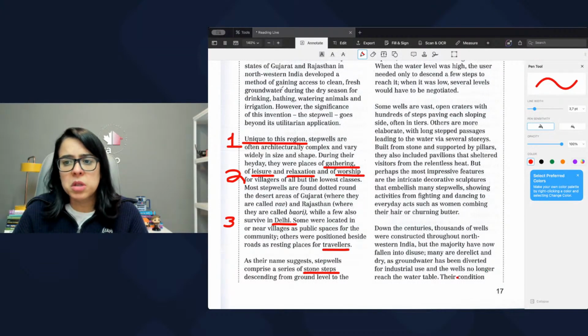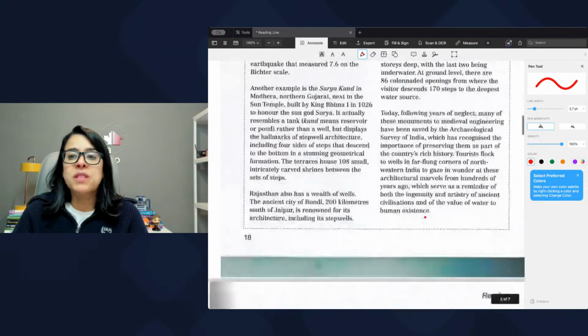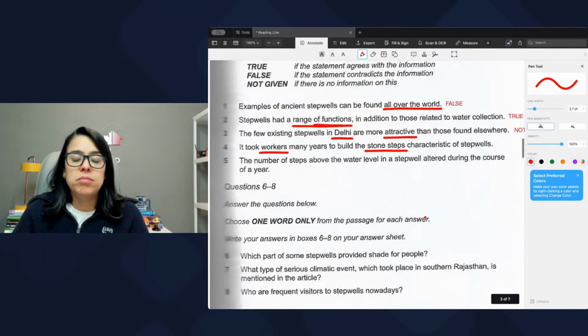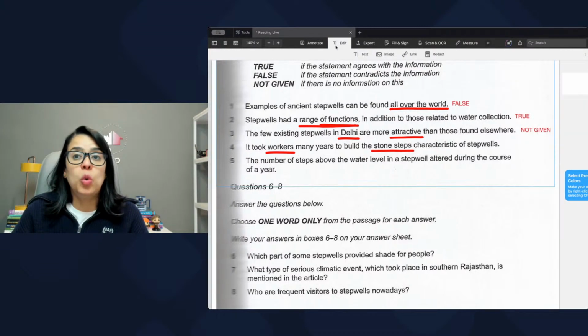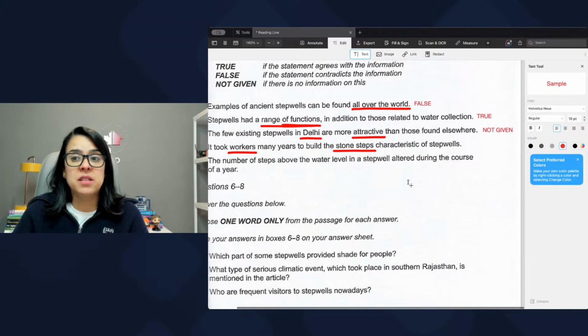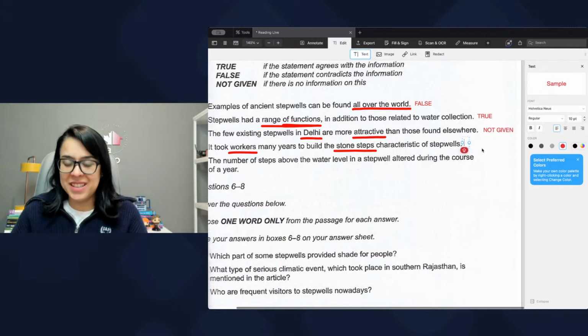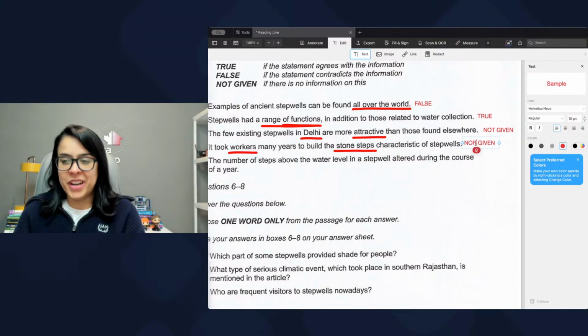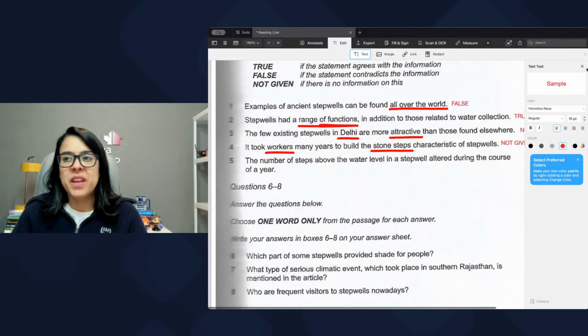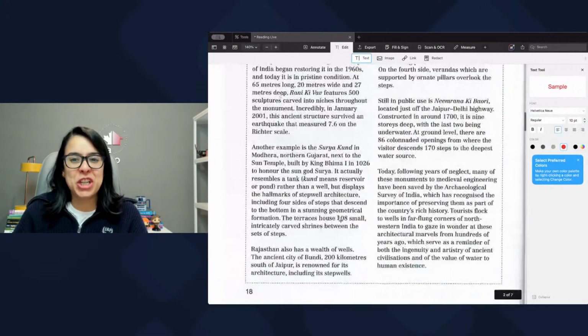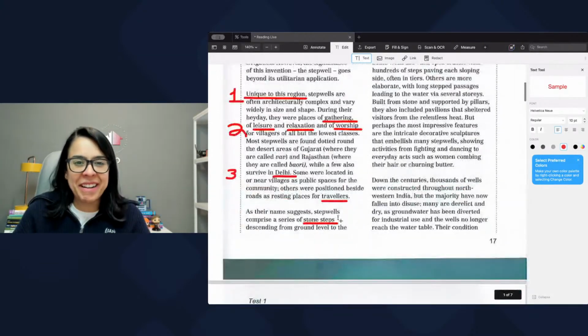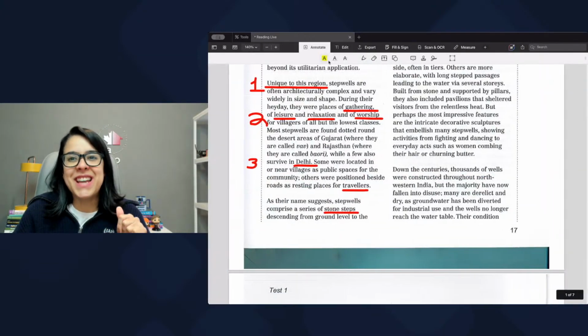Industrial use. No. So they don't say anything about building the stone steps, and they don't even mention the workers. So we already know that the answer to this is not given. Not given. Again, you didn't need to read much. You see, we are still stuck here to find the answer.